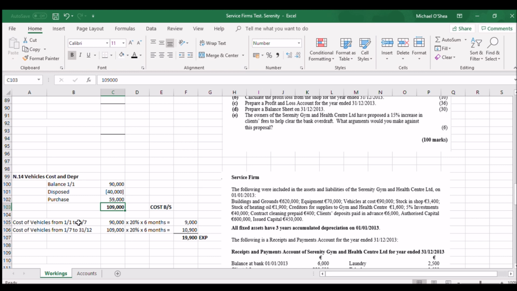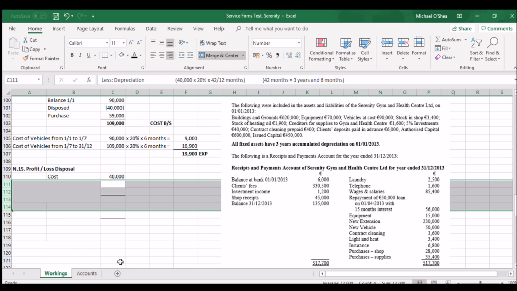I just have to look at what was my cost for the first 6 months and what was the cost for the last 6 months, because you multiply cost by depreciation amount by total months to get your full depreciation. So that's all I'm looking at. 90,000 cost at the start of the year, 109,000 cost from July onwards. 19,900, that goes in as depreciation for the year in my profit and loss account.